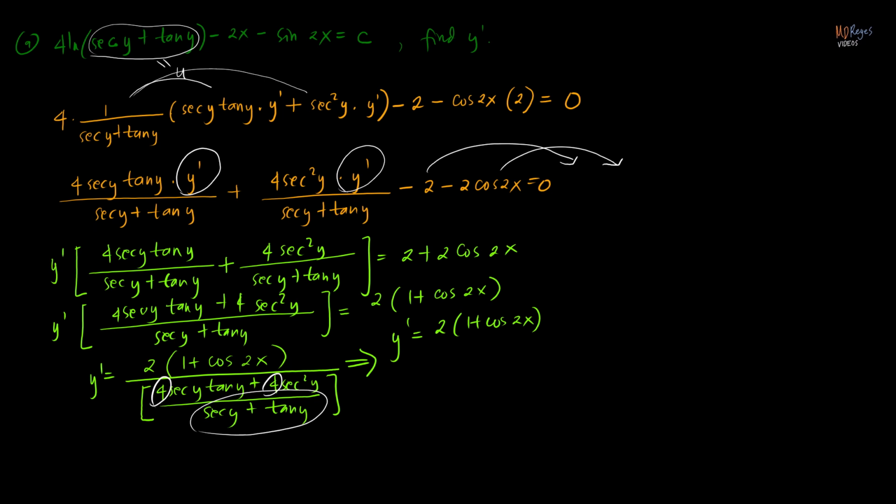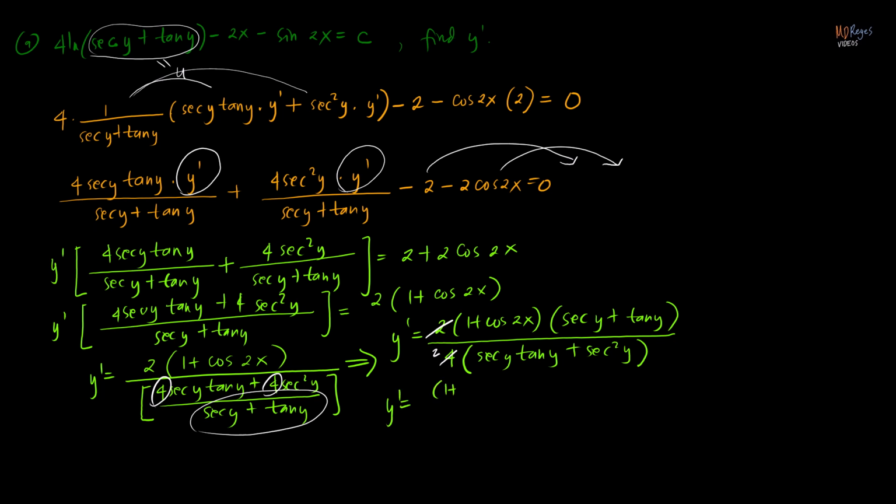So we'll have 2 times 1 plus cosine of 2x times secant of y plus tangent of y over, now 4 is factored out, secant of y times tangent of y plus secant squared of y. I factored out 4 so that we can divide 2 by 4, and when you simplify, we'll have 1/2 only instead of 2 over 4. Alright? So just rewriting y prime, we have 1 plus cosine of 2x times secant of y plus tangent of y all over 2 times secant of y tangent of y plus secant squared of y.